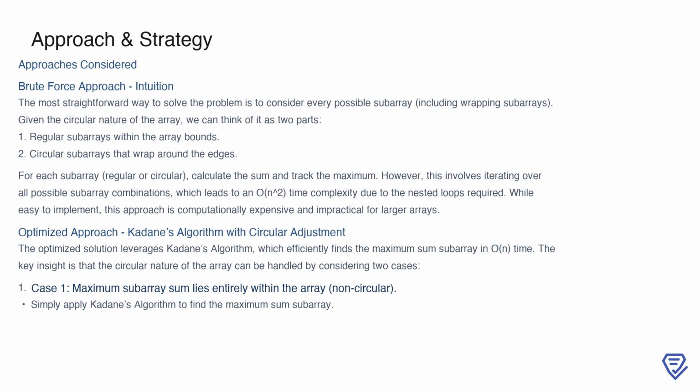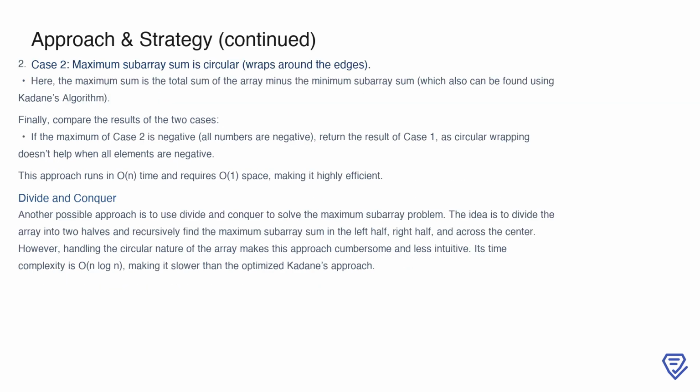On the other hand, we have the optimized approach that uses Kadane's algorithm, which is designed to efficiently find the maximum sum subarray in linear time, or O(n). The key insight here is to handle the circular nature of the array by breaking the problem into two main cases. First, when the maximum subarray sum lies entirely within the array, we simply apply Kadane's algorithm to find this maximum sum. Now, let's address the second case where the maximum subarray sum is circular, meaning it wraps around the edges of the array. In this scenario, the key idea is to calculate the total sum of the array and subtract the minimum subarray sum.